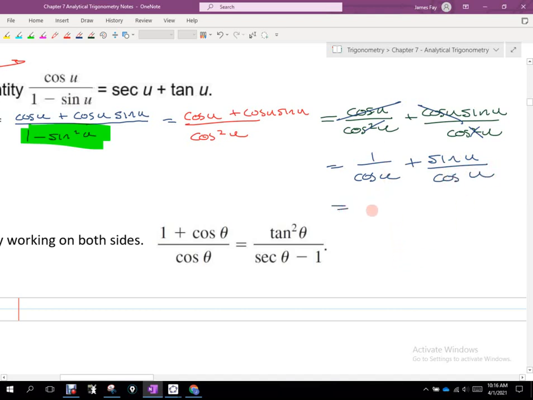What's 1 over cosine the same as? Secant. What's sine over cosine the same as? Tangent. Is that the same as the right-hand side?